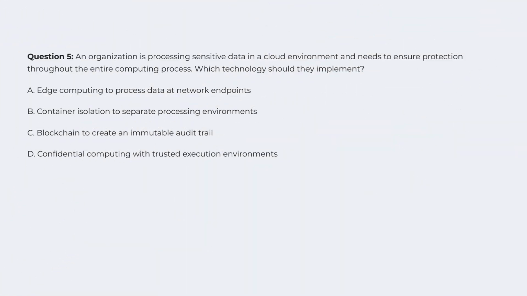Question 5. An organization is processing sensitive data in a cloud environment and needs to ensure protection throughout the entire computing process. Which technology should they implement? A. Edge computing to process data at network endpoints. B. Container isolation to separate processing environments. C. Blockchain to create an immutable audit trail. D. Confidential computing with trusted execution environments.